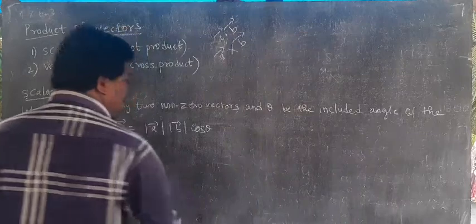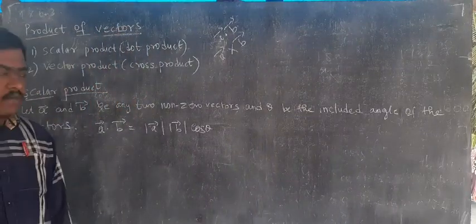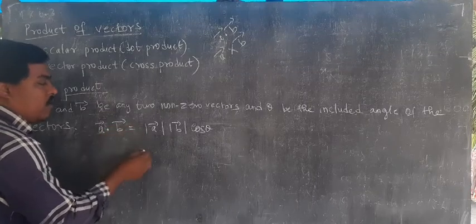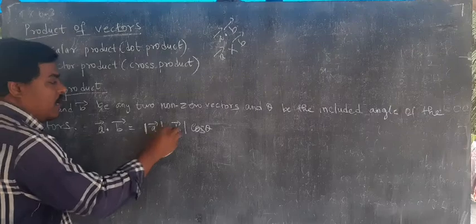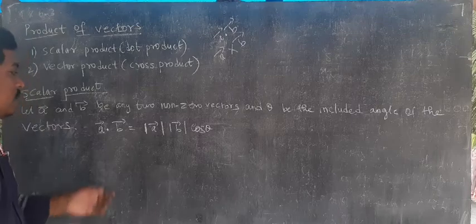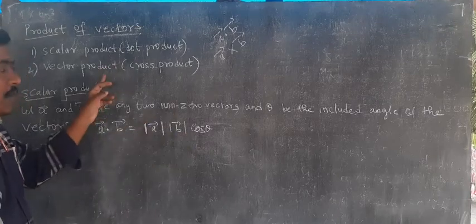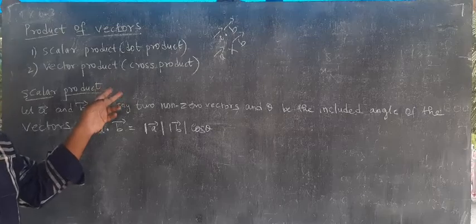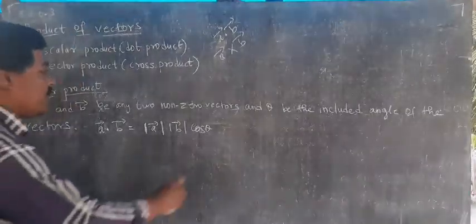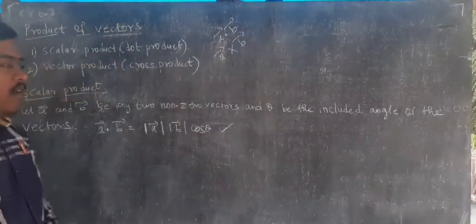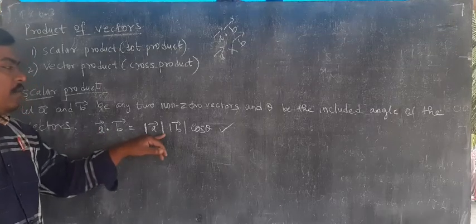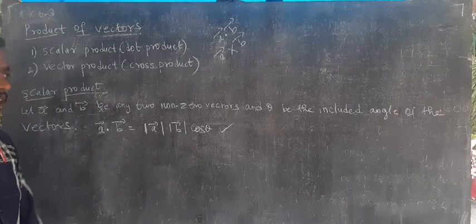So we have A vector and B vector, two non-zero vectors, right? The definition is: A vector dot B vector equals modulus of A vector times modulus of B vector times cos theta. In the dot product we use cos theta. In the cross product, which we will see later, we use sin theta. So this is the definition. We need to memorize the formula.